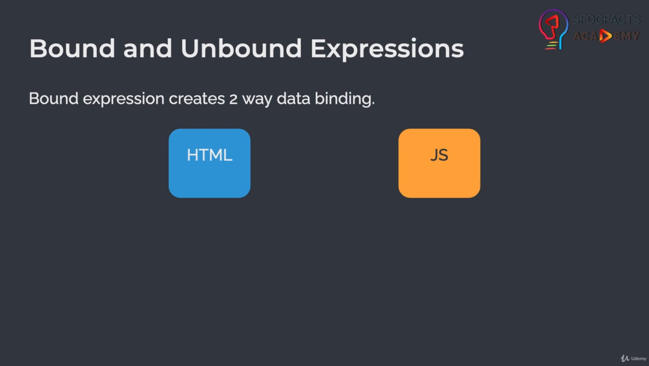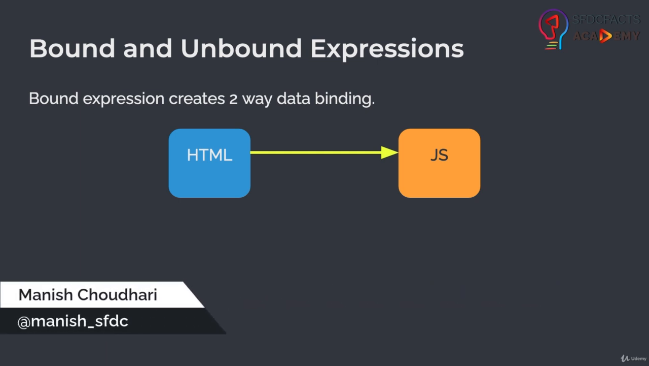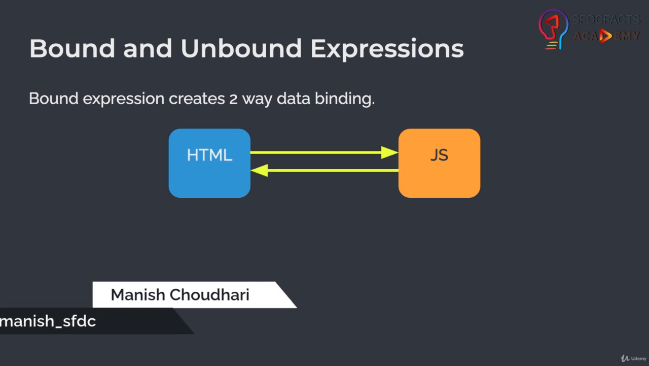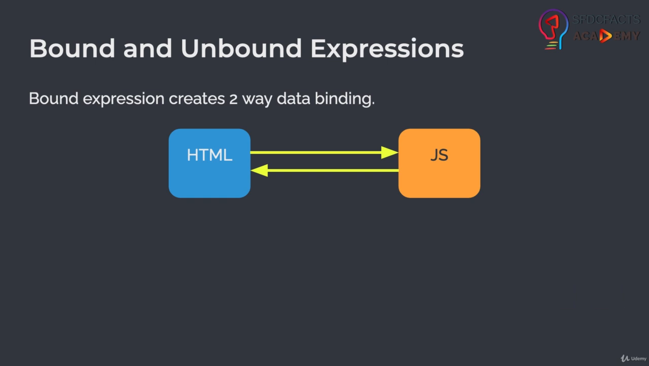So this means if your attribute value changes inside the HTML file, it will travel to your JS file automatically and you do not need to write any specific code for it. And if this value is changing inside the JS file, then it will travel back to your HTML file as well without writing any specific code or any specific handler.